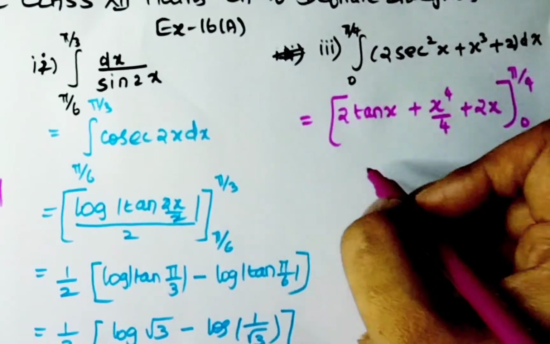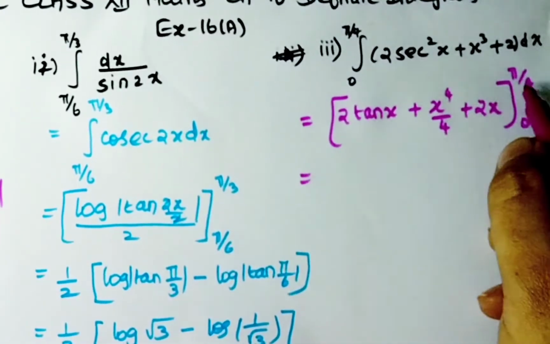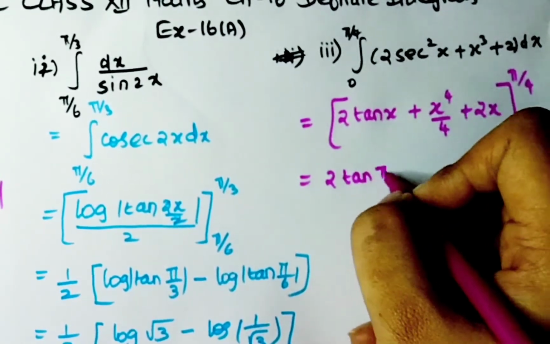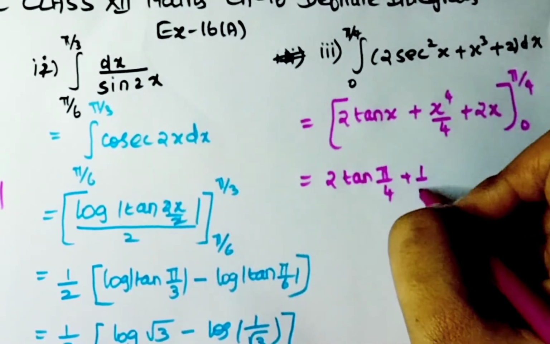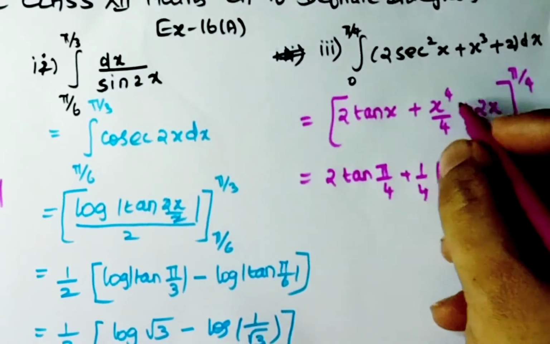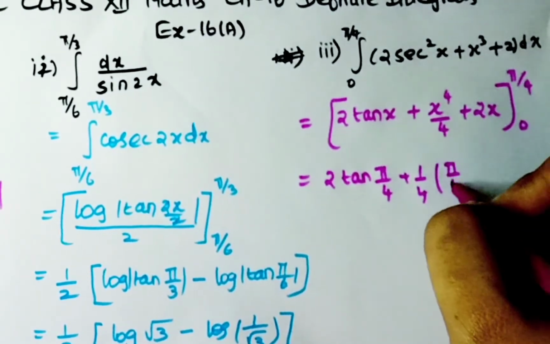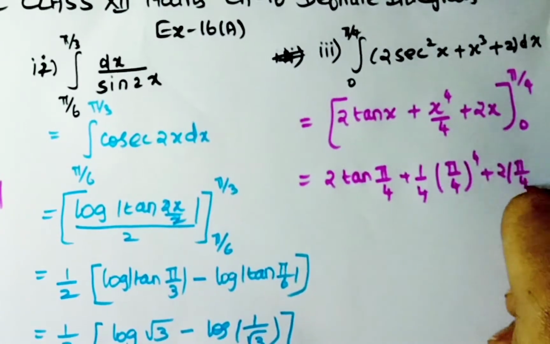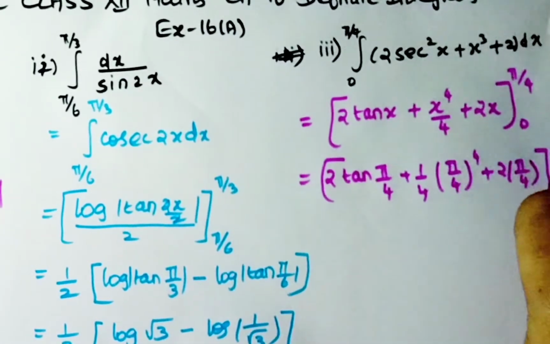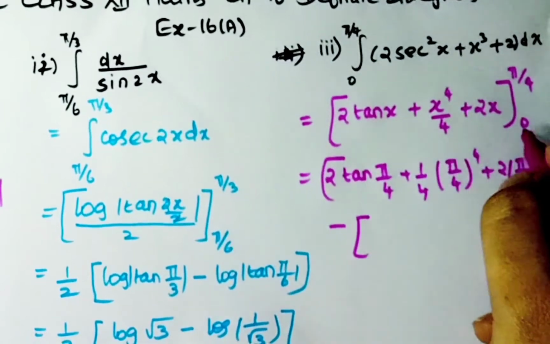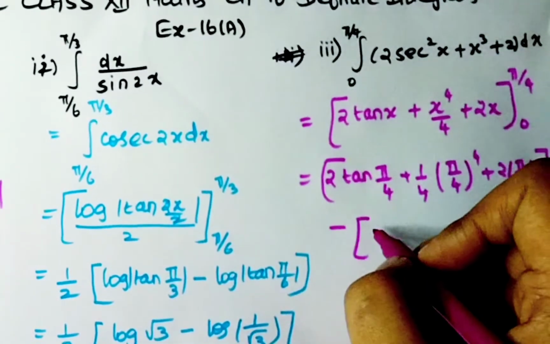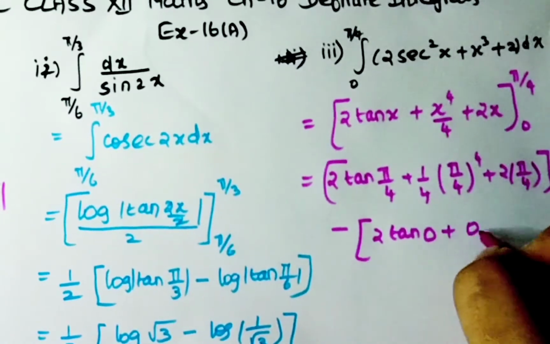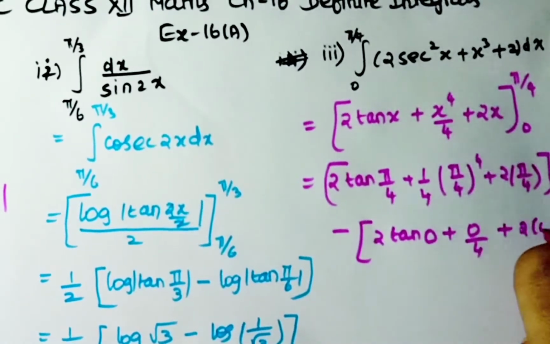Now the upper limit minus lower limit. Wherever x we have, substitute the upper limit. That is 2 tan pi by 4. This 1 by 4 we write it separately. X power 4, that is pi by 4 the whole power 4. 2 into pi by 4. This is the upper limit. The whole minus, the lower limit is 0. 2 tan 0 plus 0 by 4 plus 2 into 0.